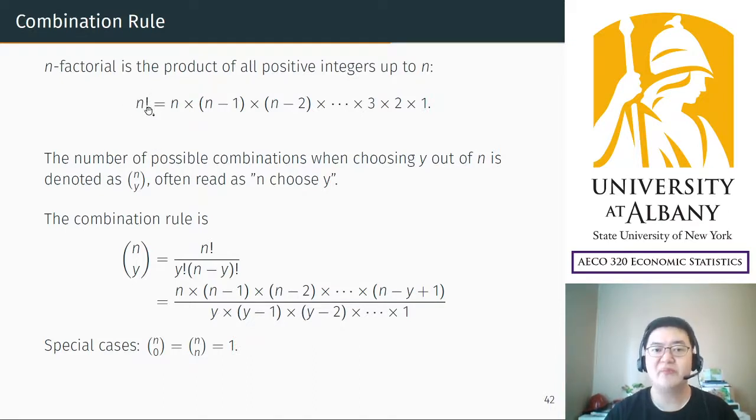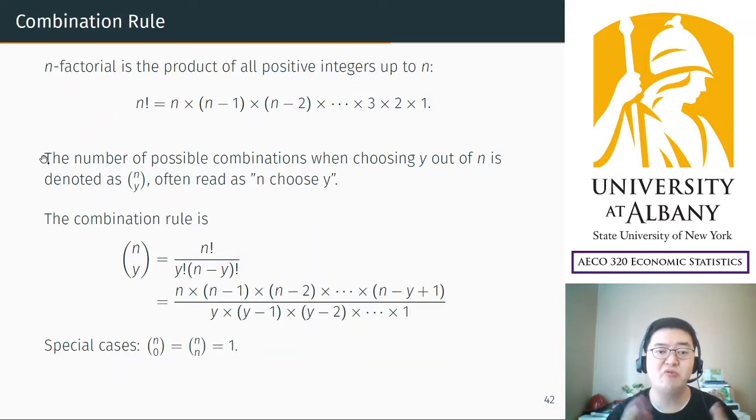N factorial is the product of all natural numbers up to n. So consecutively multiply all the numbers between 1 and n: n times n minus 1 times n minus 2 and down to 1. And then we are going to use this notation. This notation is used in the final formula.